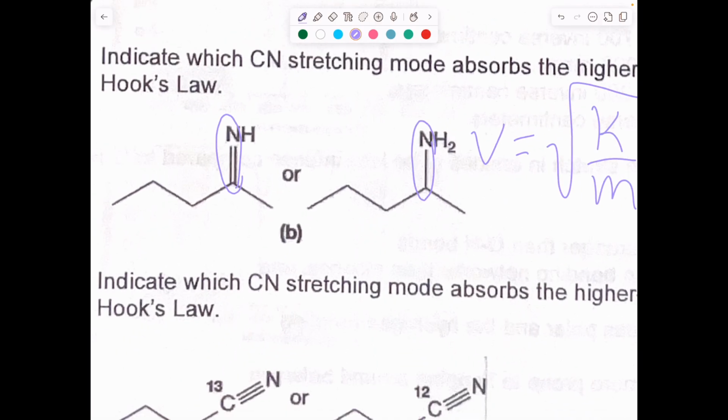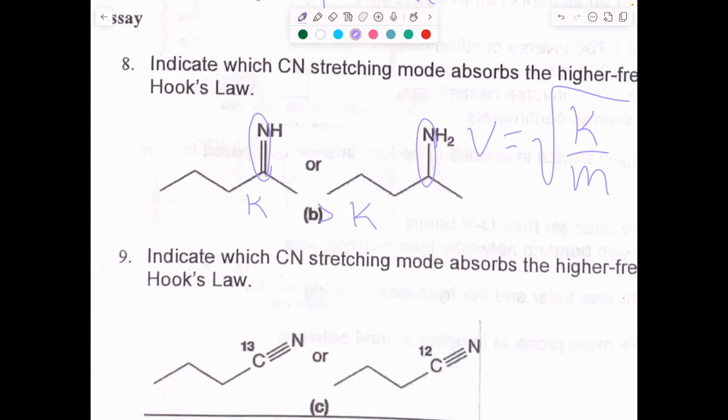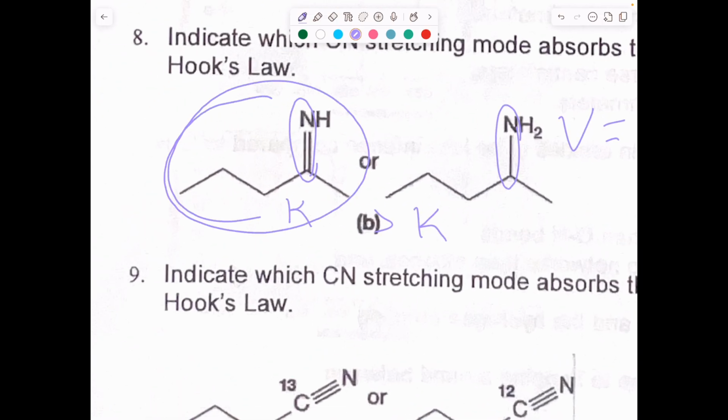So that would mean it would have a bigger K. So it would be greater than this one's K. So that would also lead it to have a higher frequency. So this one has a higher frequency.